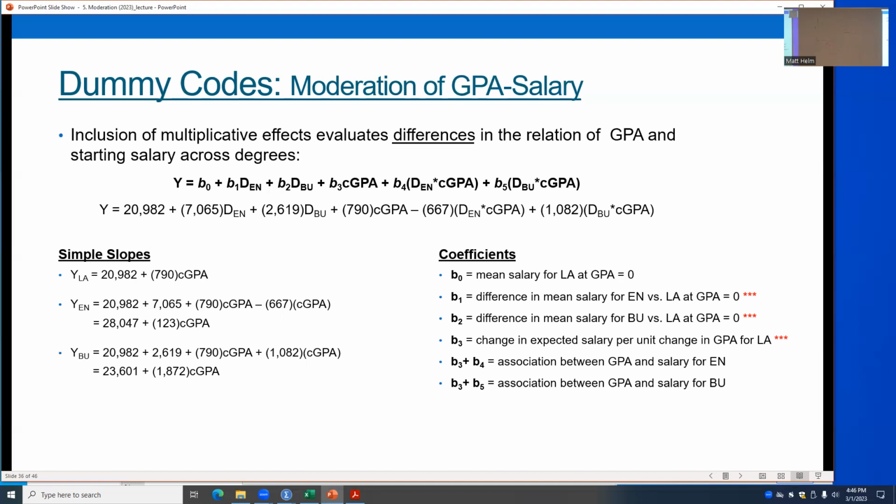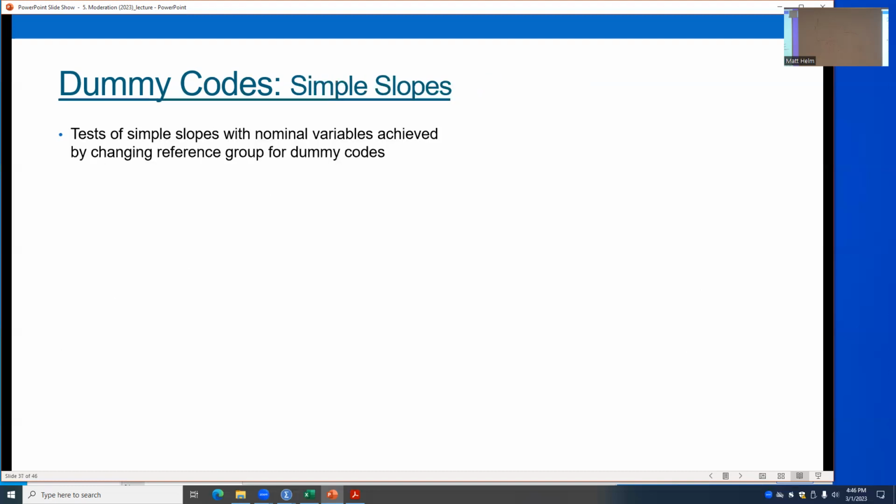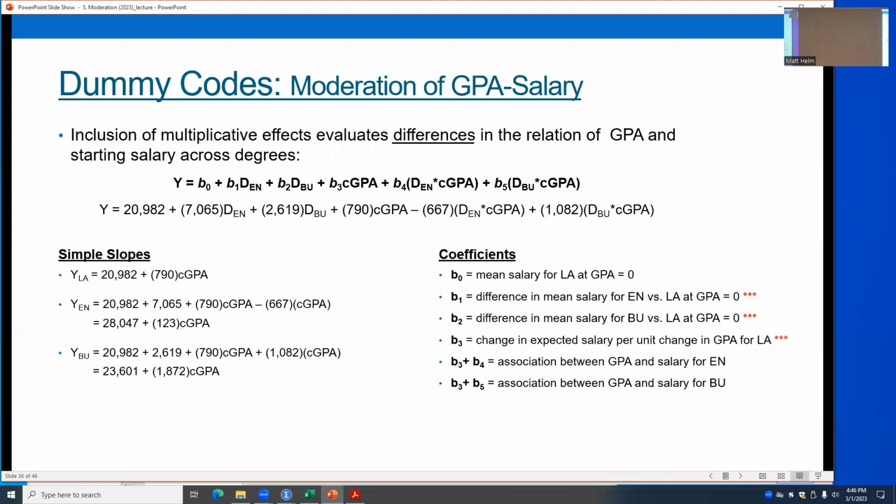This is a change in expected salary per unit of GPA for liberal arts, right? Thing is, all of these things right here are dependent on what you set up in terms of your dummy codes, okay? Here, B3 plus B4 is the association between GPA and salary for engineering, B3 plus B5 is the association between GPA and salary for business, right? And so again, if we just very literally start plugging in zeros and ones, thinking about what 0 means, all of this stuff starts to fall out pretty quickly. So that's the interpretation of my overall model.